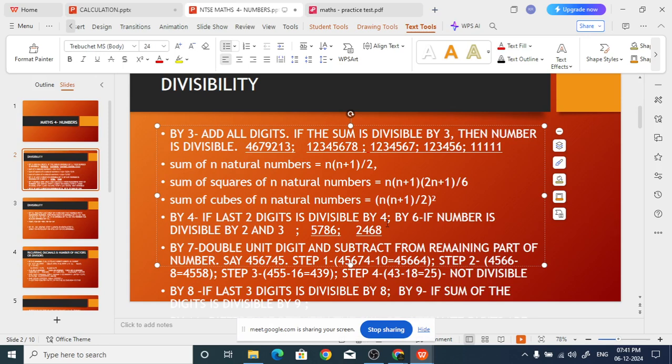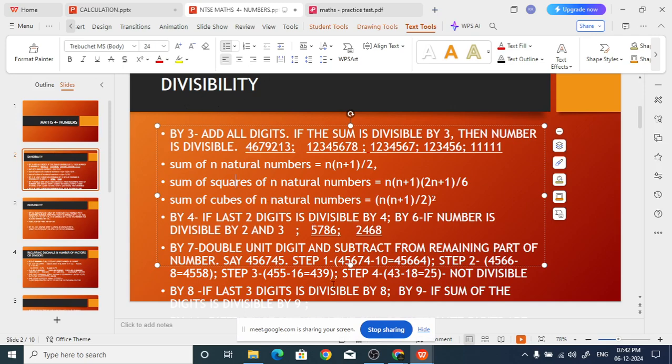By 6, how will you find whether a number is divisible? If it is divisible by 2 and 3. By 6 means the number is divisible by 2 and 3. So now you tell me, 5786, is it divisible by 6? Because it is even, it is divisible by 2. And find out whether it is divisible by 3. No, sir. So it is not divisible by 6. Similarly, the second one, 2468. No, because it is not divisible by 3. Children, are you with me? Is it okay?